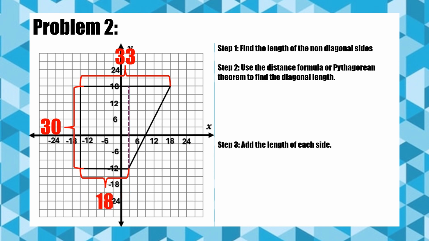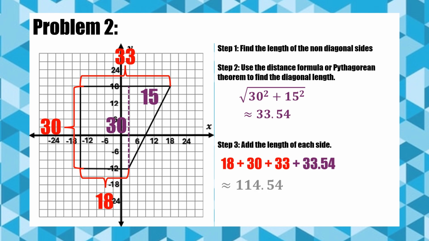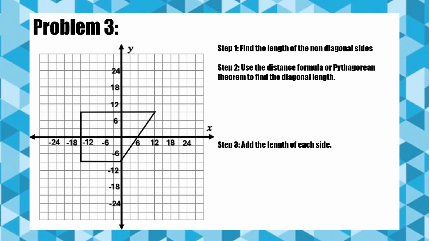Next, we will find the length of the diagonal by using the Pythagorean theorem. To use the Pythagorean theorem, we need a right triangle, which can be created by drawing an auxiliary line and finding the lengths of the sides. The triangle has lengths of 30 and 15. Next, we need to take the square root of the sides squared and add them. So this will be the square root of 30 squared plus 15 squared, which is 33.54. Once we know all the lengths of the sides, we will add them to find the perimeter, which will be 114.54.